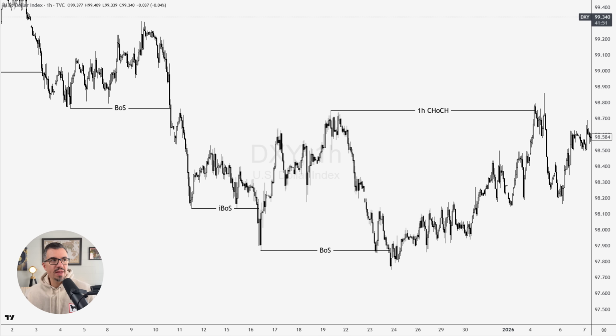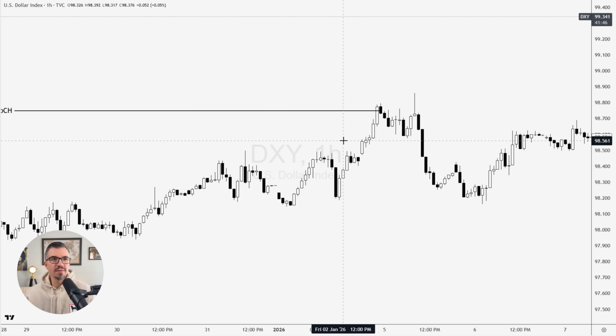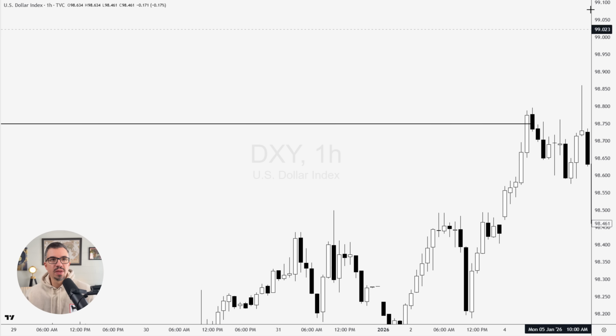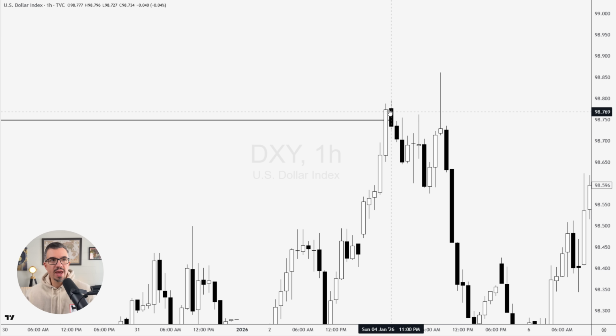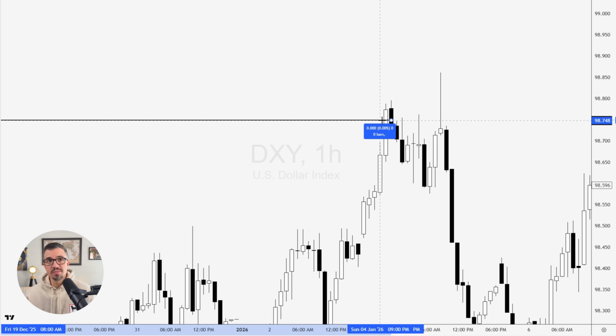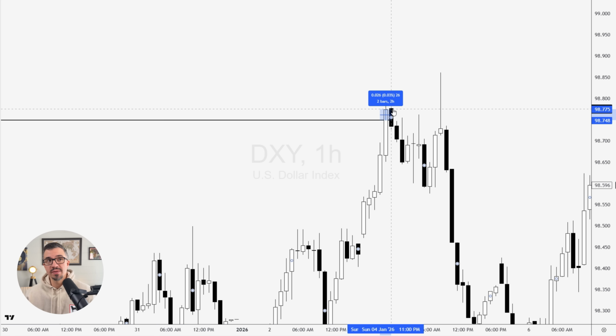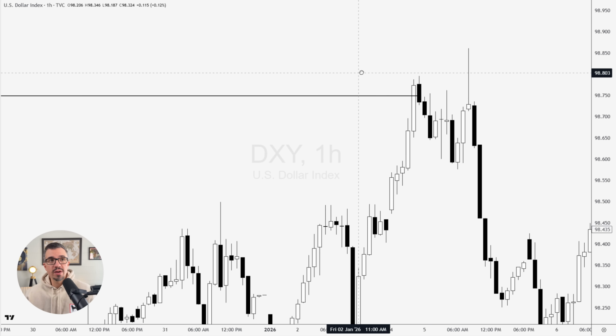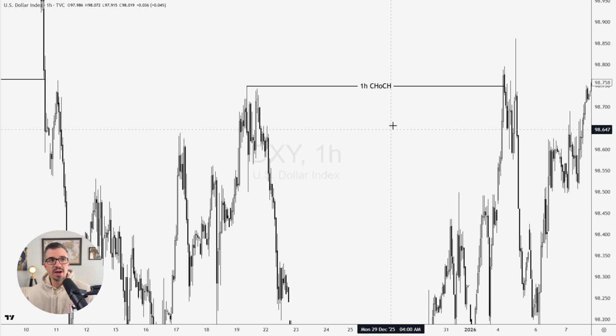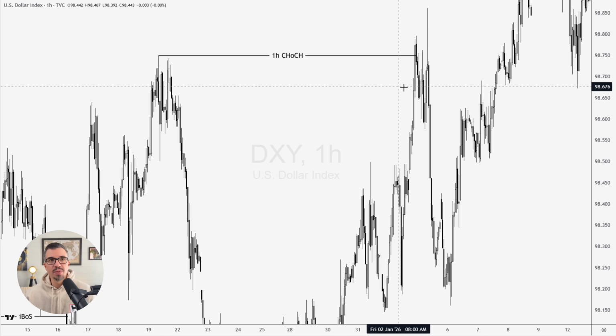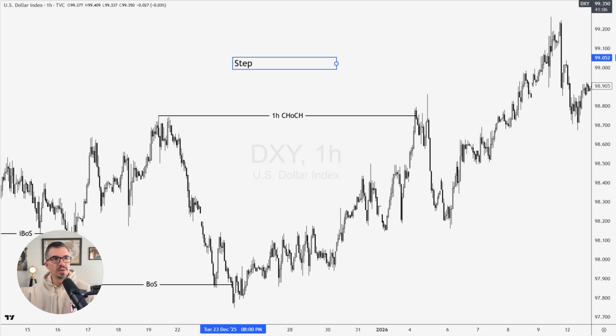So once we have that, we know that any acceptance above here is a change of character. And look what we had right here on the hourly. We had a close above. Now, this was not a large close above. Okay, it was 98.75 up here to 98.77, 98.78. So very, very slight. But this right here is enough to show acceptance above the high. Okay, so this is step one. Step one is map directional bias.